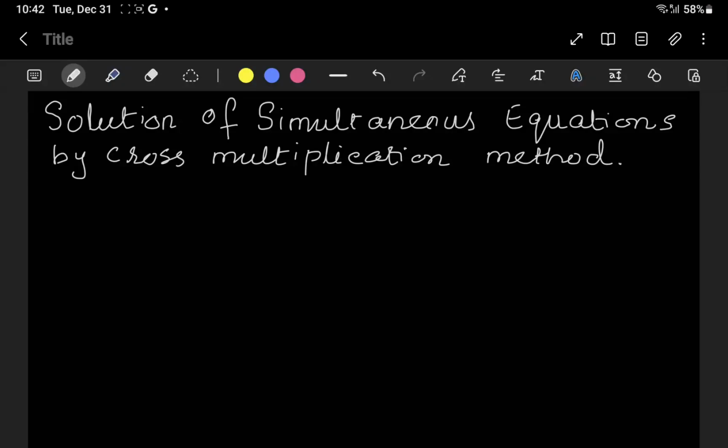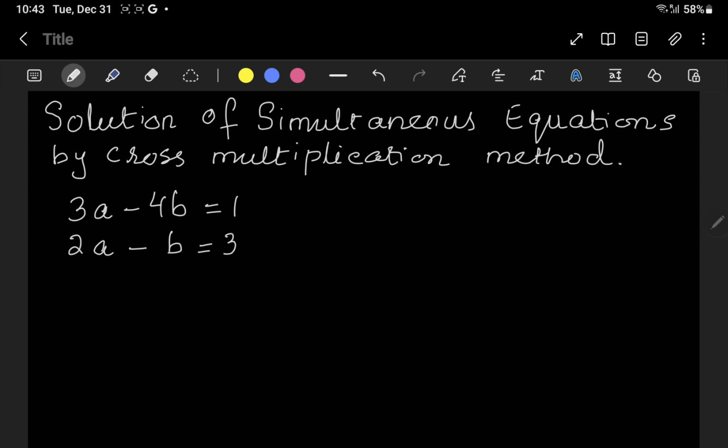Solution of simultaneous equations by cross multiplication method. We have two equations and we will solve them by the cross method. For example, equation number 1 is 3a minus 4b is equal to 1, and the second equation is 2a minus b is equal to 3.